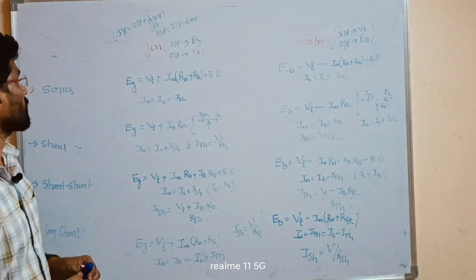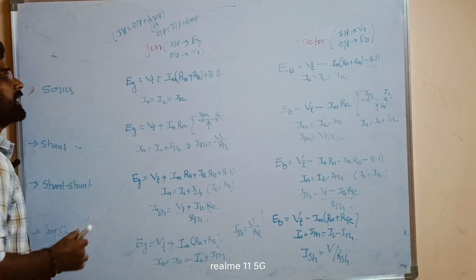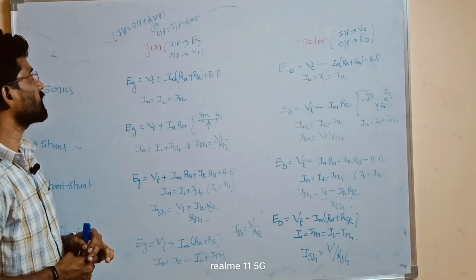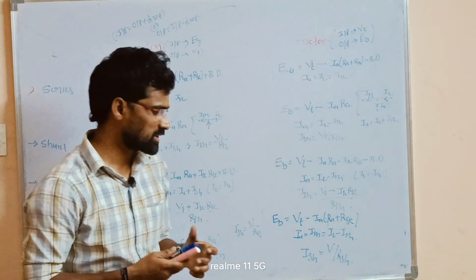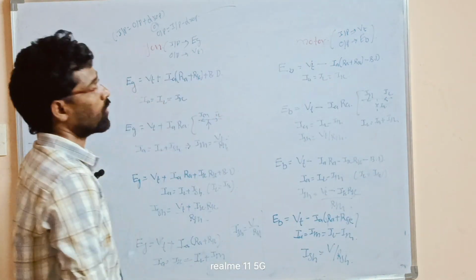So these are the voltage and current equations of generators and motors. Classification of DC generators and DC motors topics.